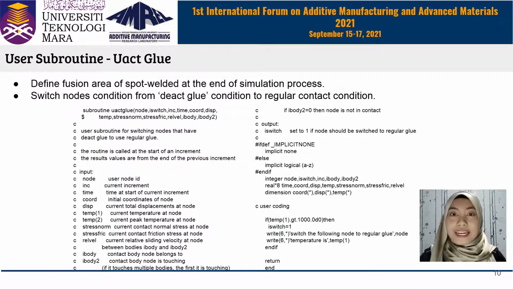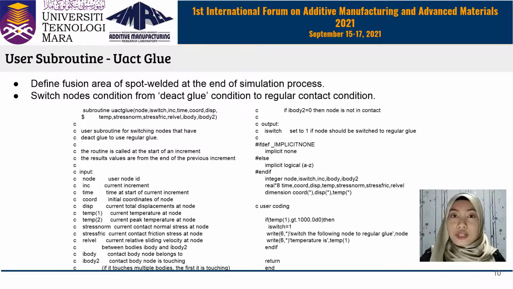Subroutine glue deactivation is applied to all nodes except at nodes that reach a predefined temperature, which is defined at the spot welded joint. In simulation, the job process is the final phase of each simulation that has been created. Before submitting the job, an additional step of assigning a user subroutine was required to specify the fusion region of the spot weld at the end of the simulation process, with the goal of permanently gluing the top and bottom sheet plates. In the user subroutine, the temperature has been set to 800 degrees Celsius.